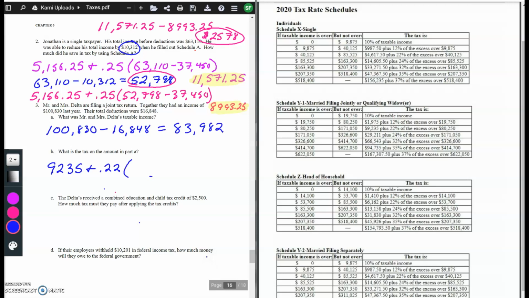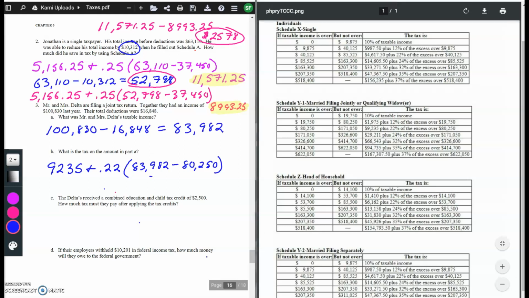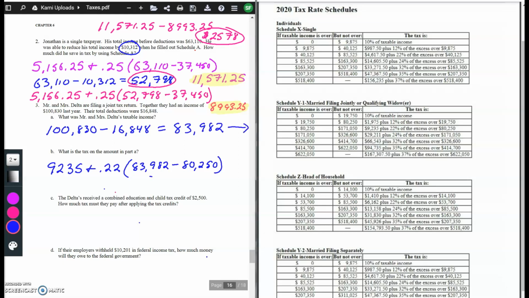And everything over 80,250. Well, our total income was 83,982 minus 80,250. Okay, and again, that formula came right from the tax table, which is on the right side of your screen. Basically, right here on the right side. Okay, when you multiply that out on the calculator, you're going to get a total tax of $10,056.04.